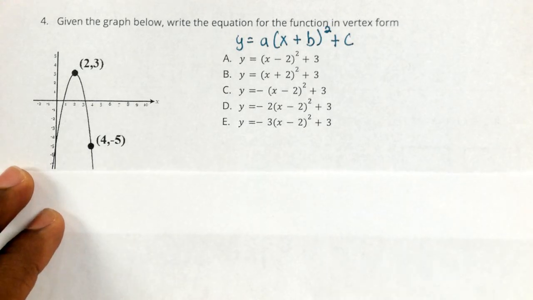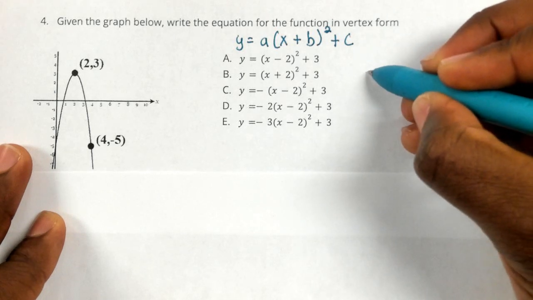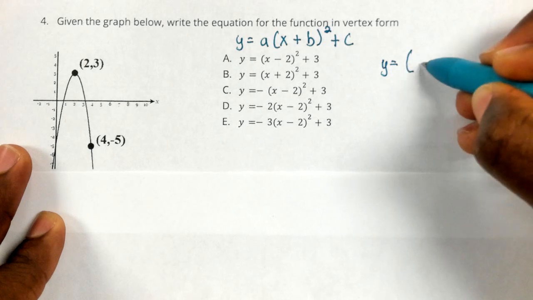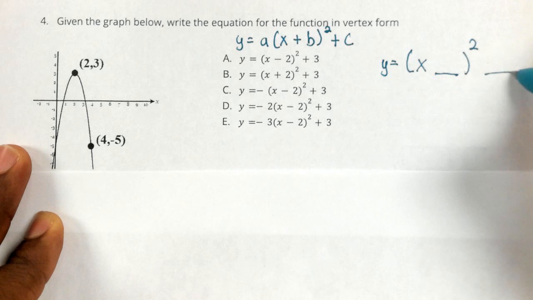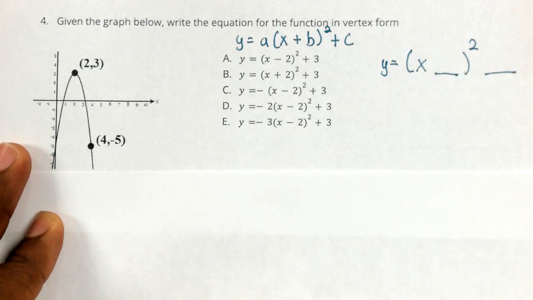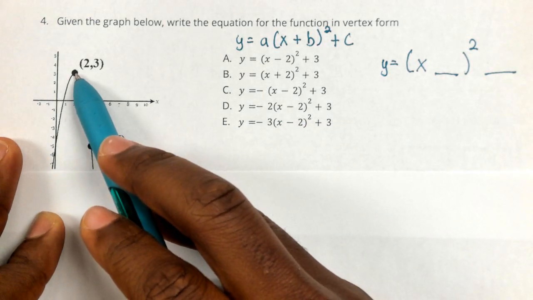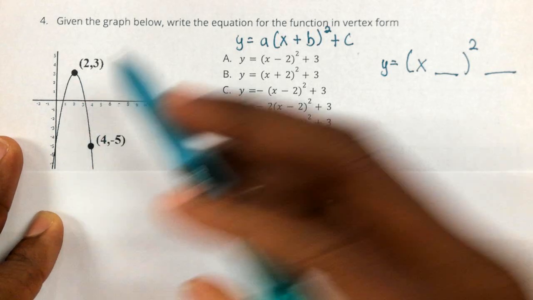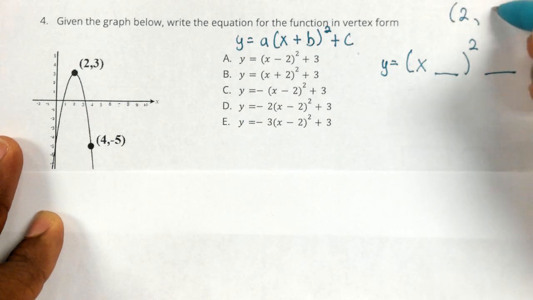The way that we've done it in class is that I always tell you to set it up like this, where it's y equals, parentheses x, some number, parentheses squared, some number on the outside. So that's how I've shown it to you. In this case, we were actually given what the vertex is. We were given that the vertex is 2, 3.